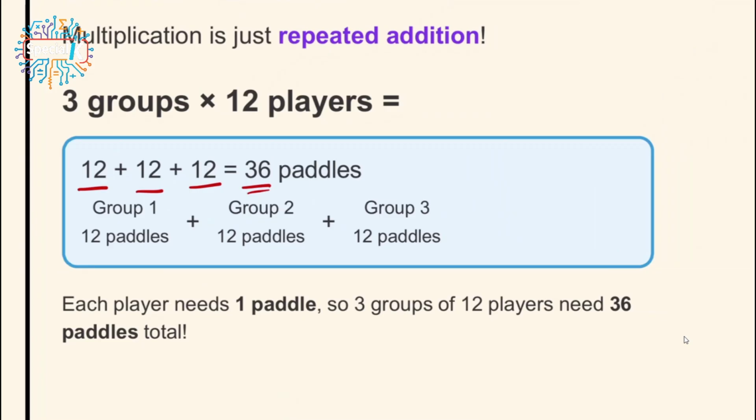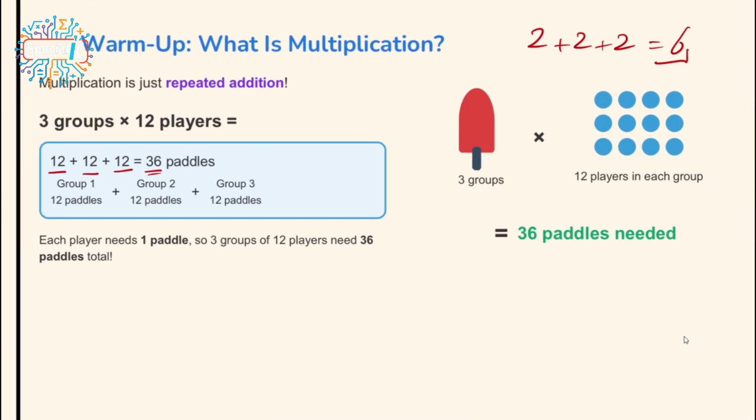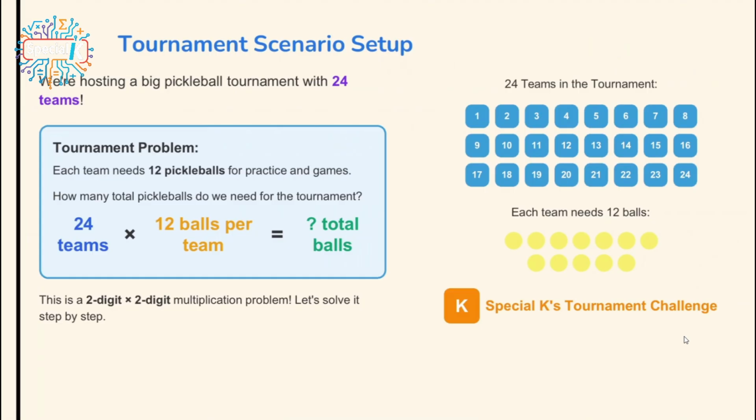But it means that at this point I have a tournament with 3 groups, and in each group there are 12 players. And if we assume that each player needs only 1 paddle, at the end I need 36 paddles in total for my competition. So let's spice it up a little bit. That's okay, 1 digit by 1 digit, 1 digit by 2 digits, it's not a big deal.